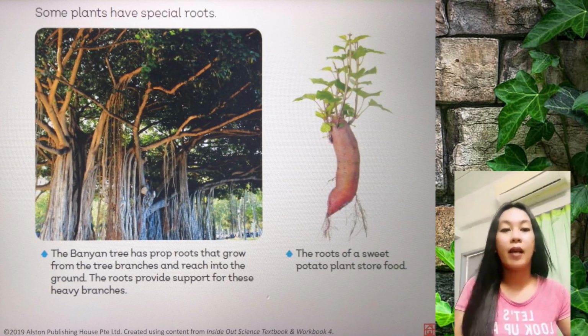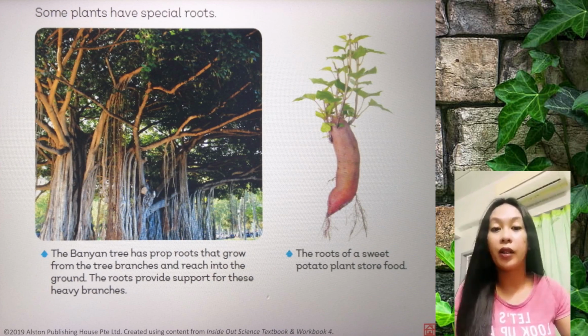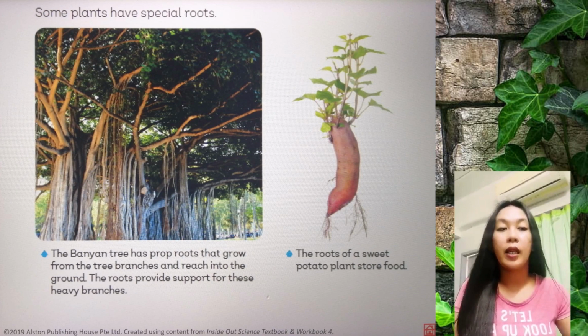So there are plants that have special roots. For example, the banyan tree has prop roots. They grow from the tree branches. Okay, so the roots provide support for the heavy branches. So instead of growing underground, the banyan roots are actually growing from the branches. The roots of a sweet potato plant, however, are storing food. So instead of the leaves, the roots of the sweet potato are actually the ones that store food for the plant.